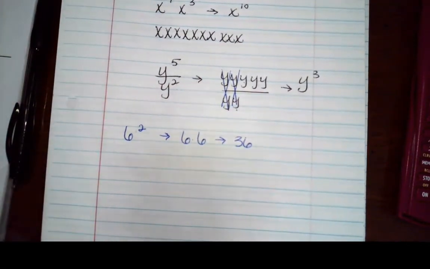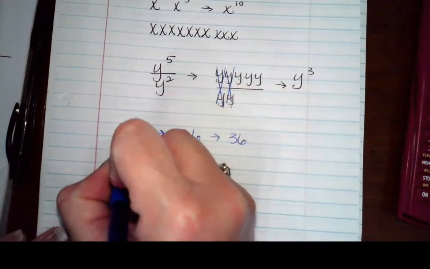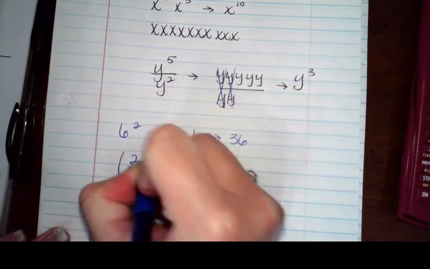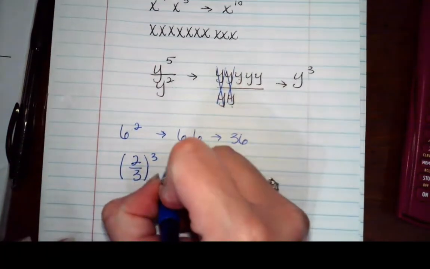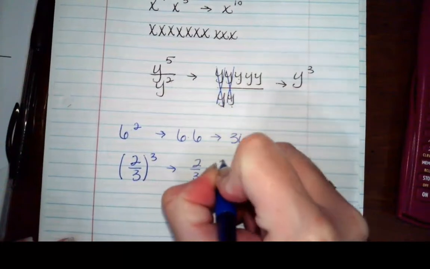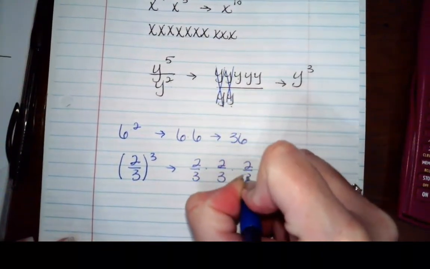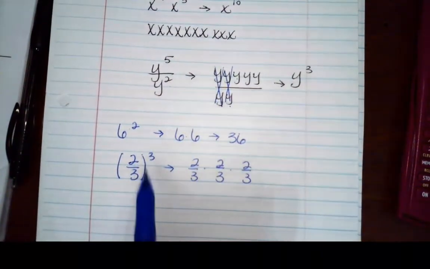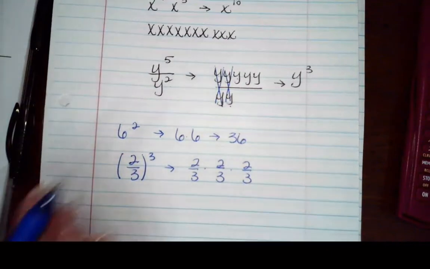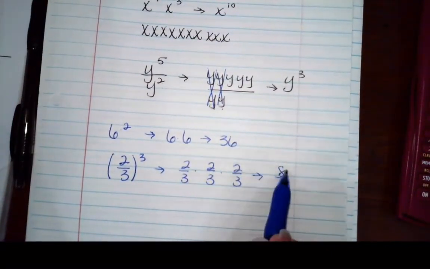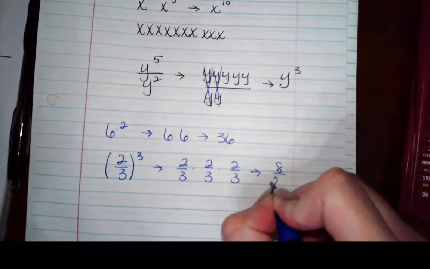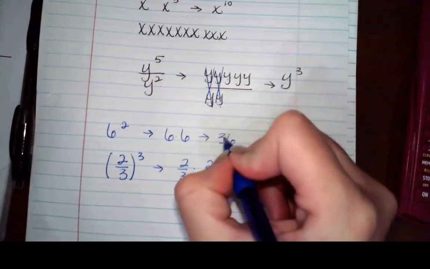We have 2/3 to the 3rd power. So 2 over 3, to the 3rd power. The question is, what have I raised to the 3rd power? I've raised everything in that set of parentheses to the 3rd power. So that changes into 2/3 times 2/3 times 2/3, 2/3 times itself 3 times. With multiplication, we go straight across the top and straight across the bottom. So 2 times 2 times 2 is 8, and 3 times 3 times 3 is 27. So that is my answer there.